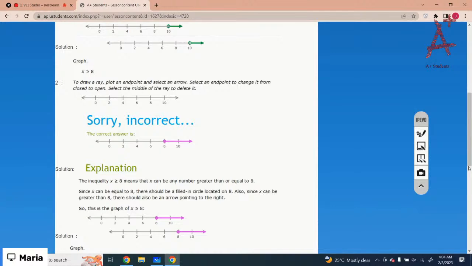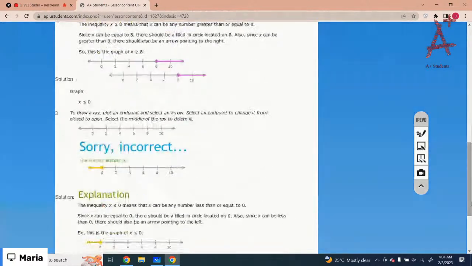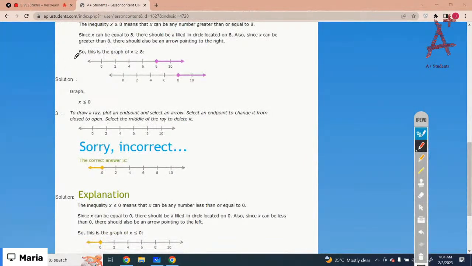Okay, the next one is x is less than or equal to 0. Okay, so you have x is less than or equal to, that means x can be any number less than or equal to 0. That means 0 is also included in the graph. So you have a closed circle at 0 and the graph is pointing to the left side.